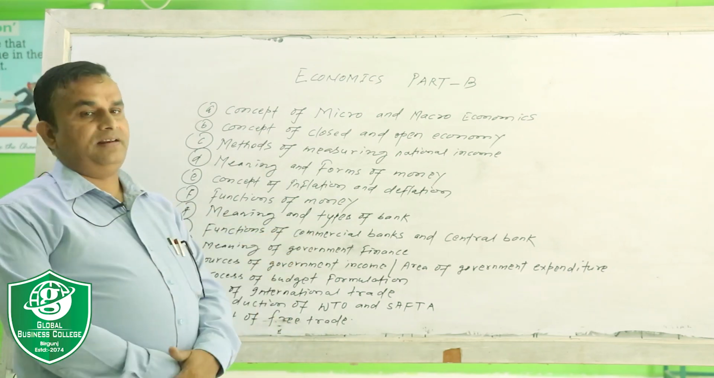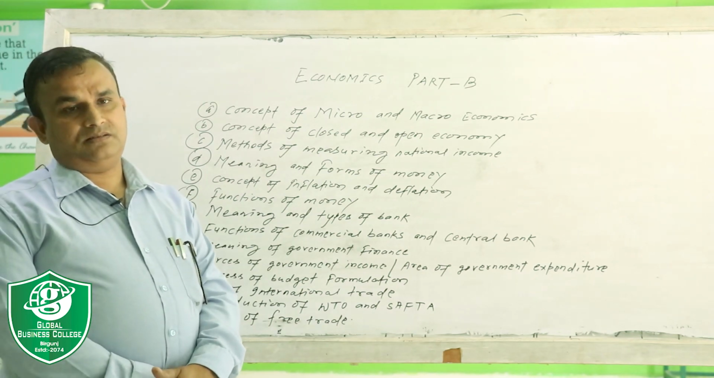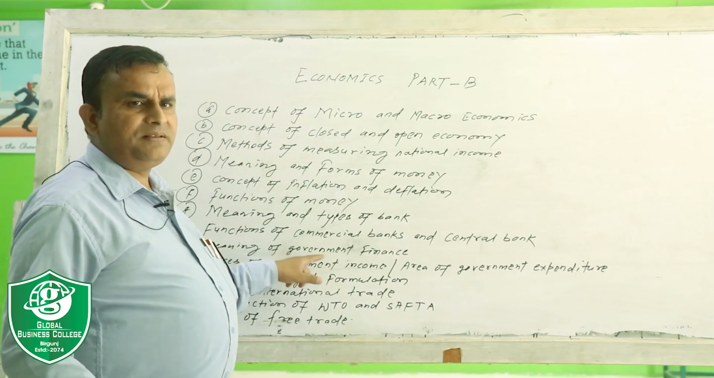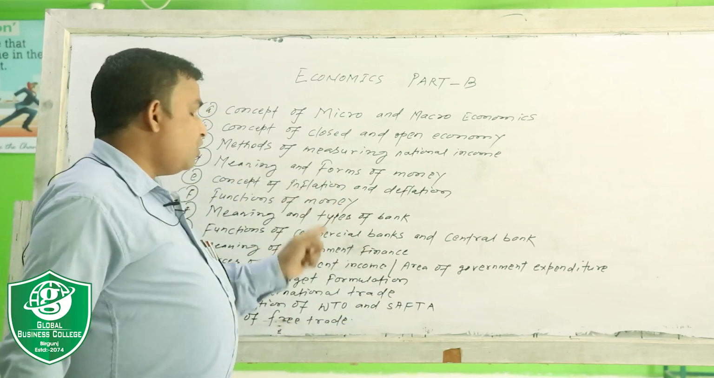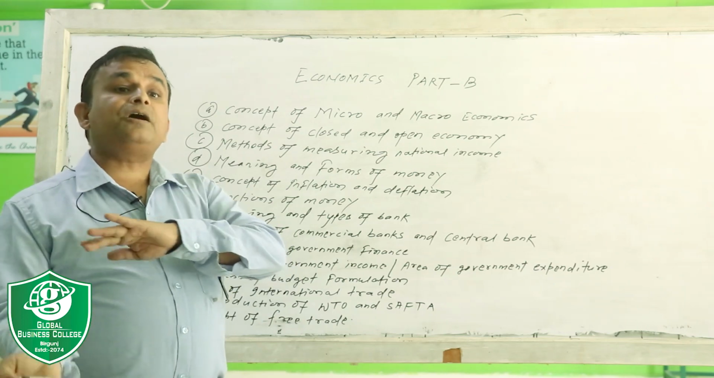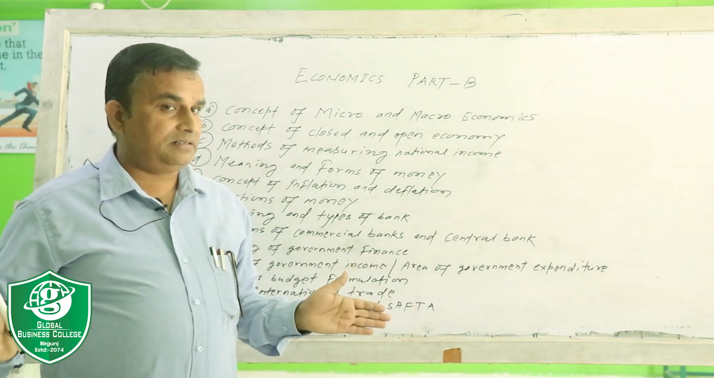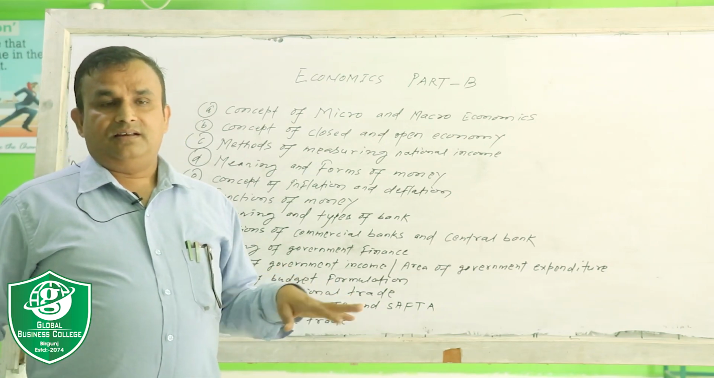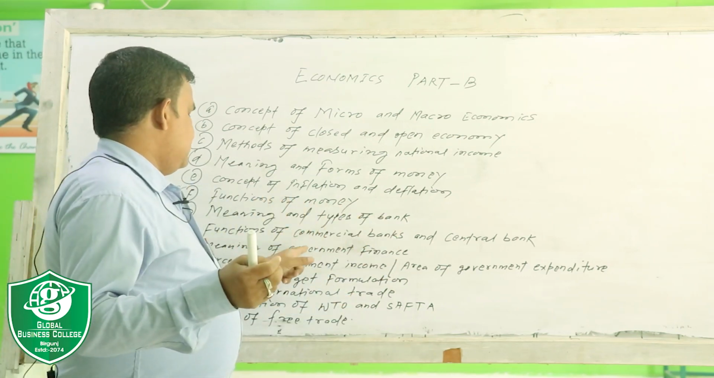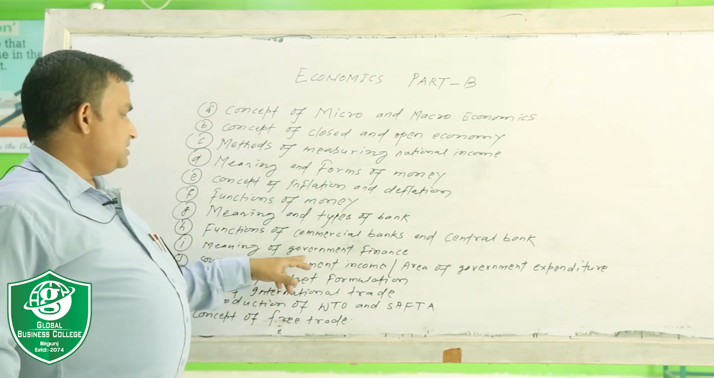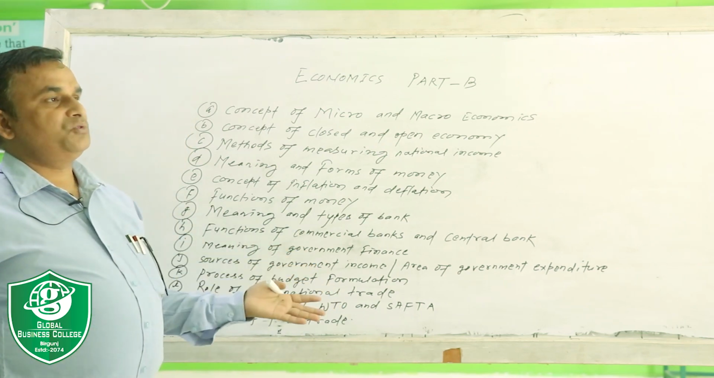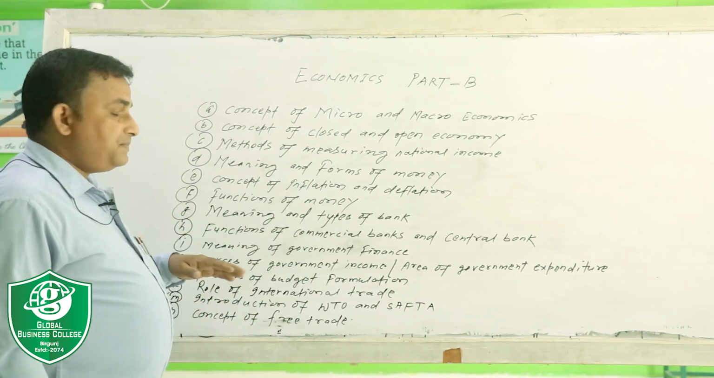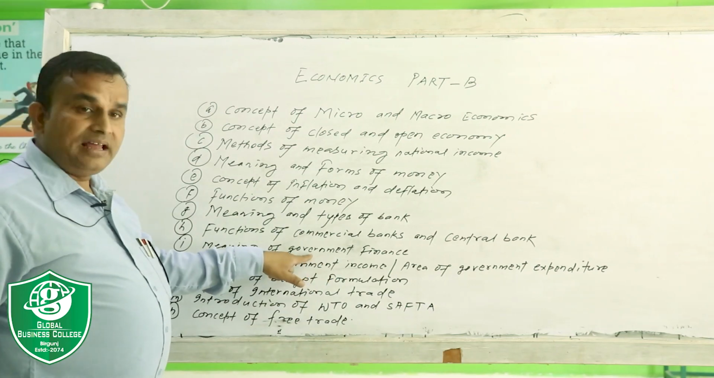Meaning of government finance. What is called government finance? Actually, government finance does not only explain the income of the government. Government finance means the income and the expenditure of the government. This is called government finance. So in this government finance, we have to study from which sources the government gets the income, and in which areas the government spends. These are the things we have to study here.